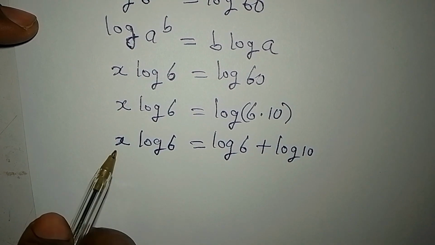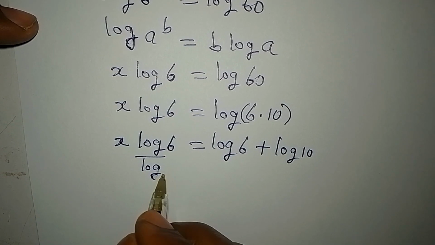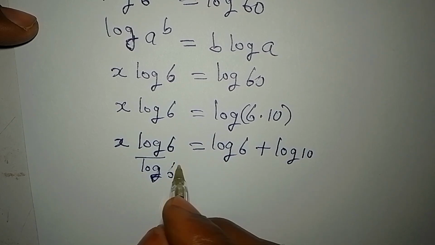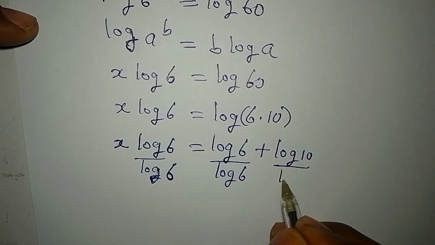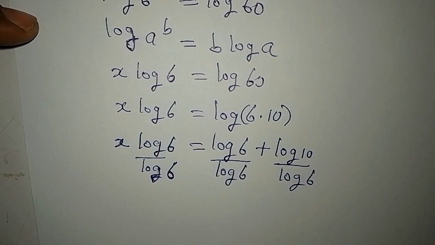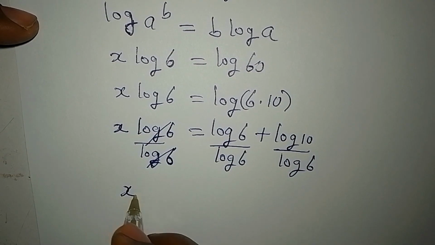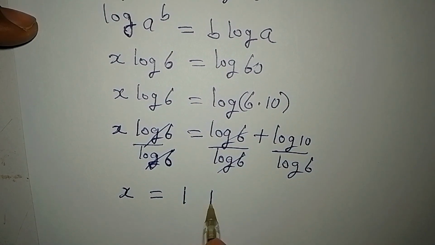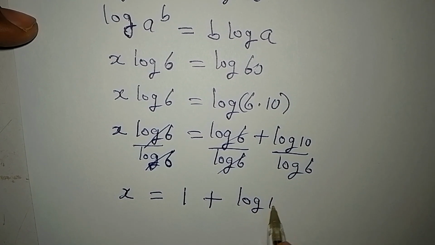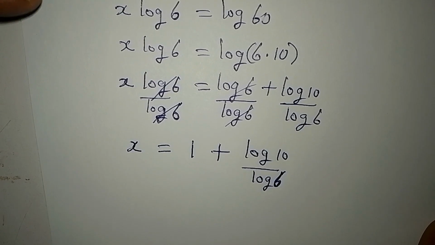Now, to make x the subject, I will divide this by log 6. This is my log 6. So we divide this by log 6 as well. Then we divide this by log 6. Now, this is going to go with this, and we will have just x, and it will be equal to 1, then plus log 10 over log 6. So we have log 10 over log 6, right?